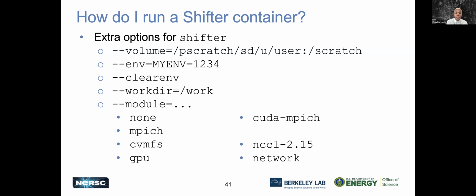And so, of course, there are always going to be extra options that you can use for running your Shifter image as well. So here are a few of those different options. You can specify any modules that you want to use, the volume location, etc. And more details about some of these different flags and options, of course, are available in our NERSC documentation.